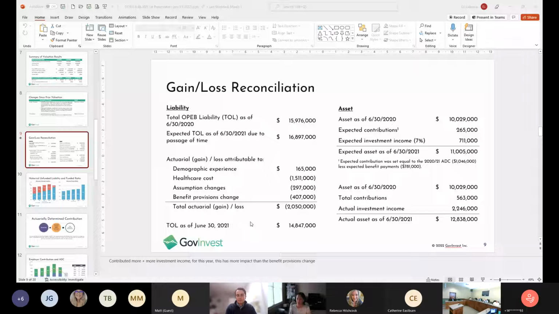You're welcome. So just for this year, instead of the benefit provision change, the fact that you contributed more to the trust and the stellar investment income have more impact on your unfunded liability just for this year.